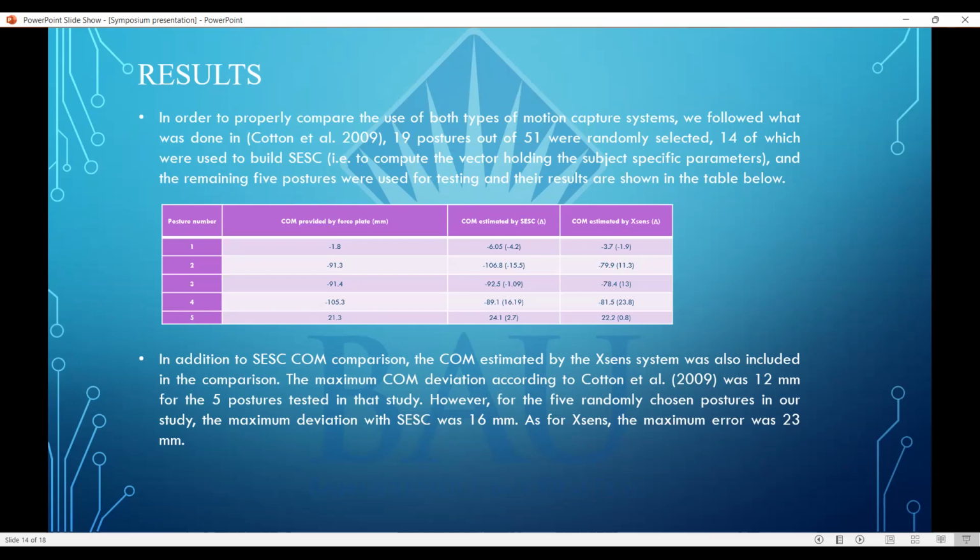So here in this table, you can see our results, which was taken on the SESC model using XSense. And also we can see on the right side of the table the data of the center of mass taken by XSense, because XSense also has a built-in system that estimates the center of mass, but they use the segmental analysis method that we spoke about before. So now we can see that the maximum error in our study was 16 millimeters, while in the previous study it was only 12 millimeters, which is only 4 millimeters difference. As for XSense, the maximum error reached 23 millimeters, which is really high.